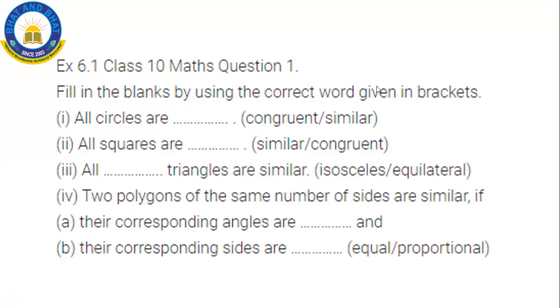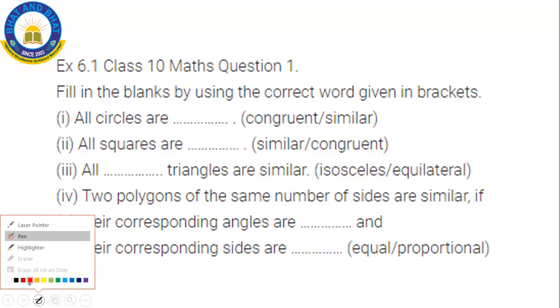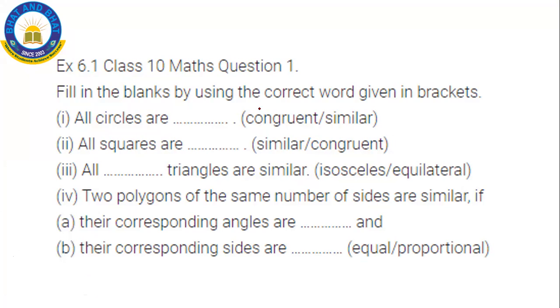Okay. So now tell me. Please start giving me answers one by one. So what should be the answer to the first question? The question says fill in the blanks by using the correct word given in the brackets. So the first subpart is all circles are dash. So all circles are congruent or all circles are similar. So what should be the answer?